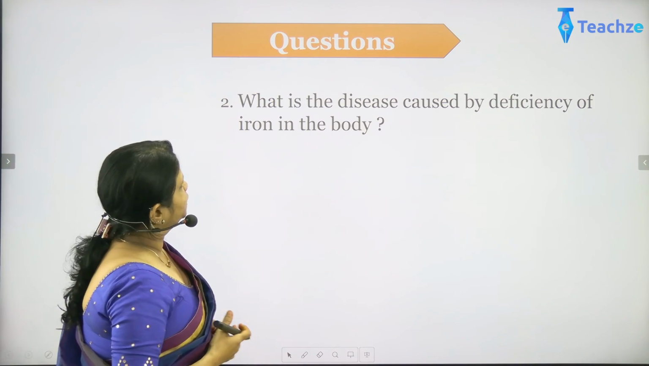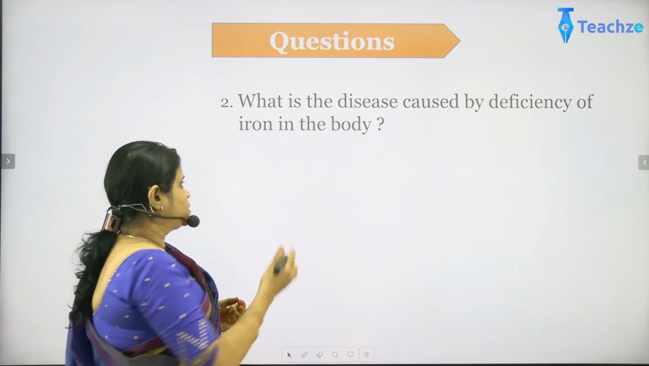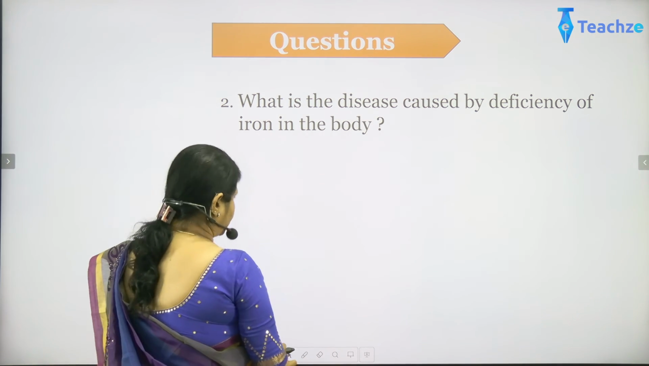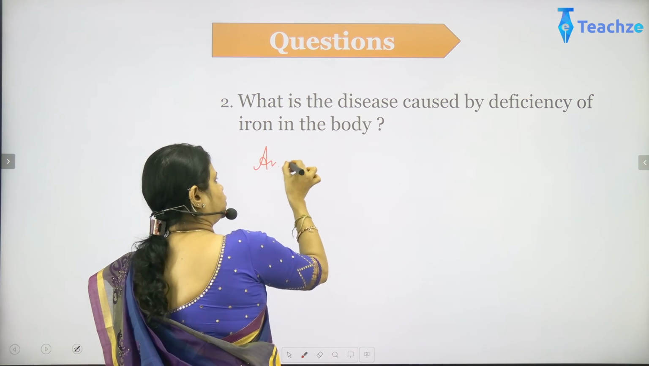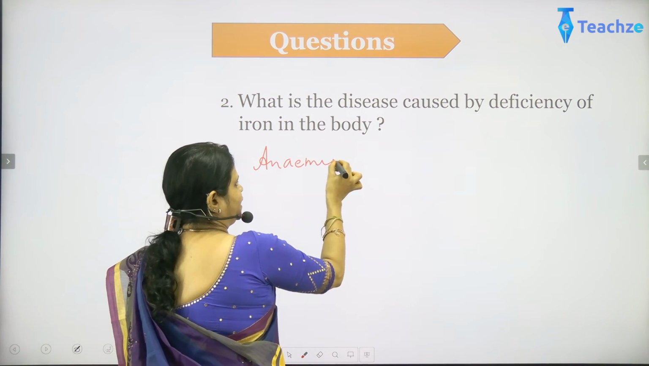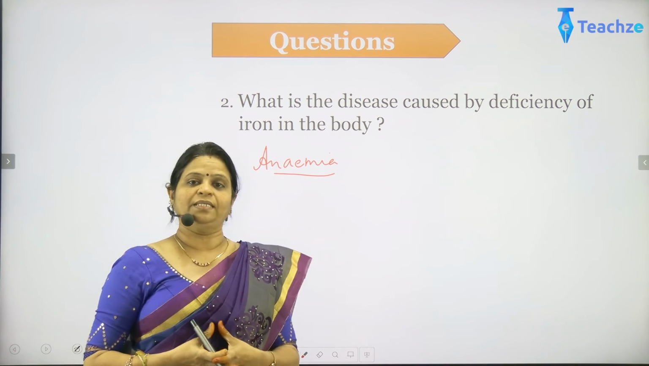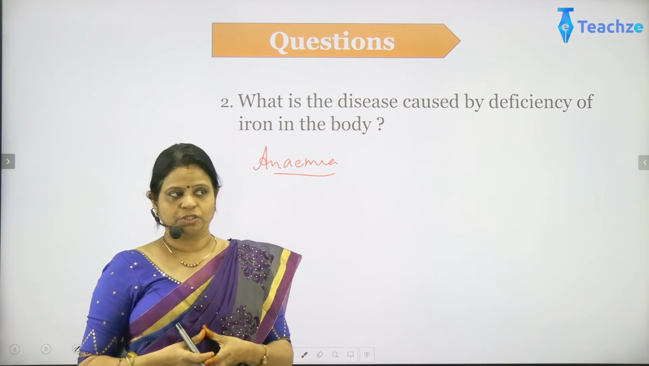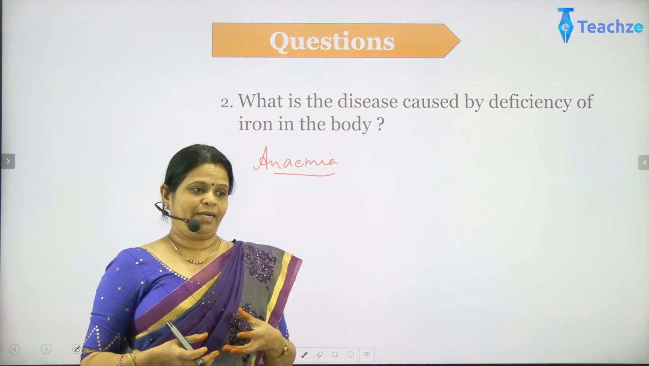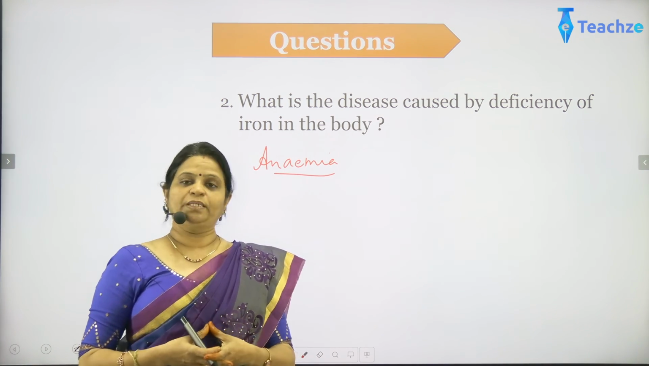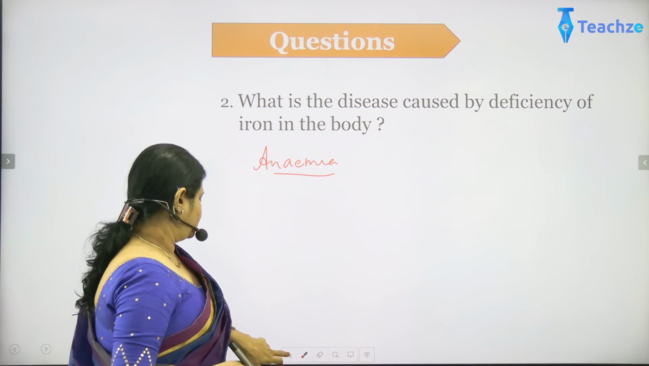Now coming to the next one, what is the disease caused by the deficiency of iron in the body? We all know this, the deficiency of iron will cause a very common disease called anemia. Now this anemia occurs because the iron is less and the hemoglobin present in the body has a lesser percentage. And when you have this anemia, you will feel fatigued and weak, and you will not be able to work as usual. So this is the deficiency we're talking about.